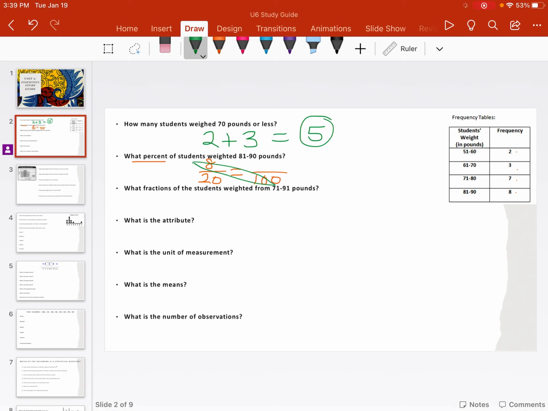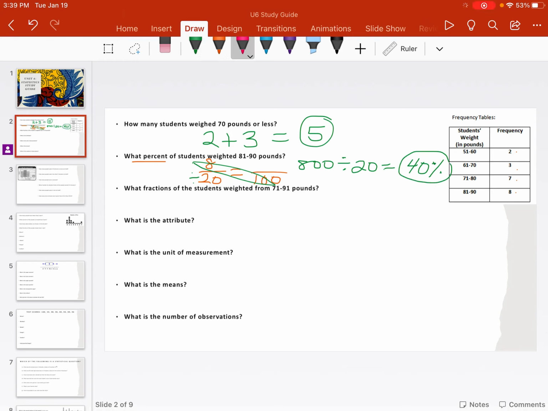And then I can cross multiply and divide. So I'm going to do 8 times 100, which is 800, divided by 20. Remember, you can use your calculator. So 800 divided by 20 is 40. So 40% of the students.